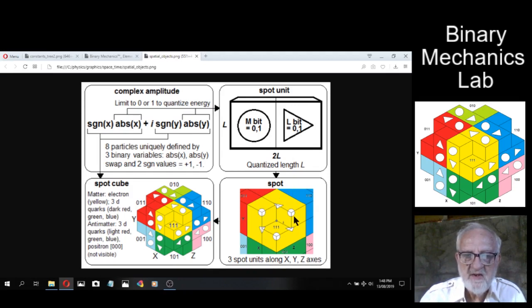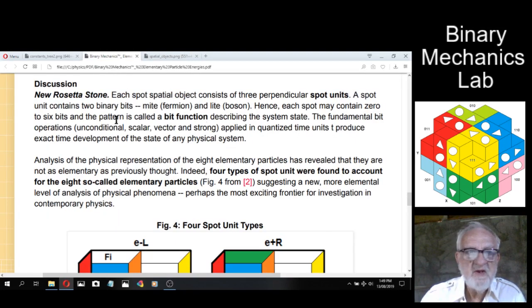Three spot units then are arranged perpendicularly along the X, Y, and Z axes to form a spot. Different permutations of the binary variables enumerated here give you a spot cube with 8 possible particle types or spot types, the electron being the one shown in yellow. The fundamental bit operations, unconditional, scalar, vector, and strong, applied in quantized time units t, produce exact time development of the state of any physical system.